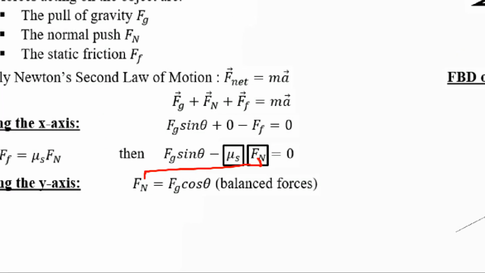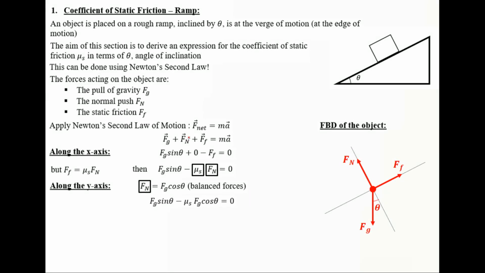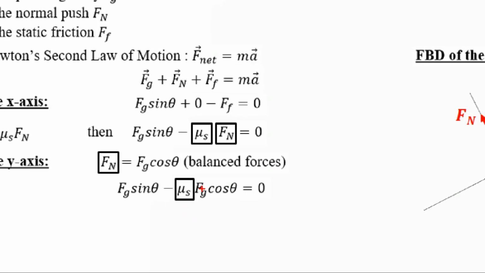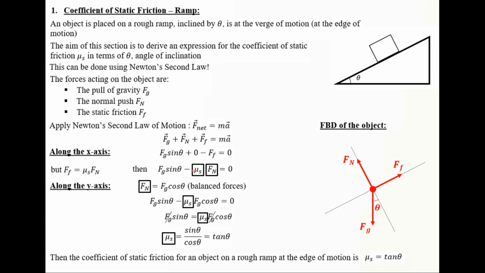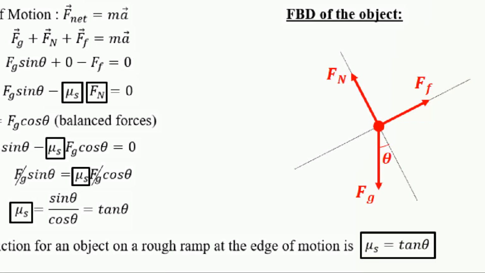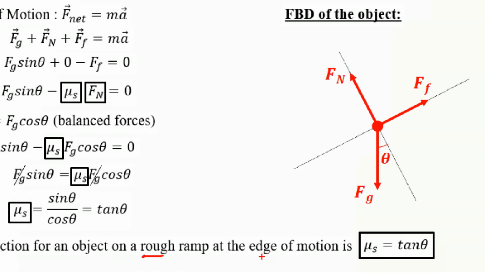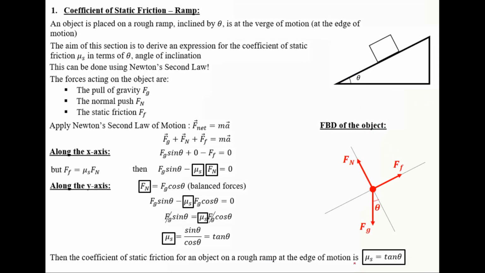Now replacing this here, we would get Fg sine theta minus μs Fg cosine theta, and we're still interested in determining μs. Now taking this to the other side, we would get, and we can cancel the pull of gravity on both sides, and we're left with μs to be the ratio between sine and cosine of the same angle, which is tangent theta. Then the coefficient of static friction for an object on a rough ramp at the edge of motion is given by μs equals tangent theta. The important thing is that the ramp should be rough. We are at the verge of motion, then the coefficient for static friction is given by tangent theta.